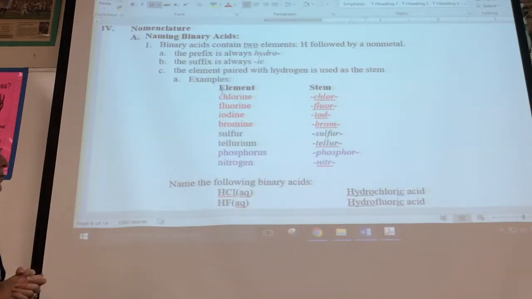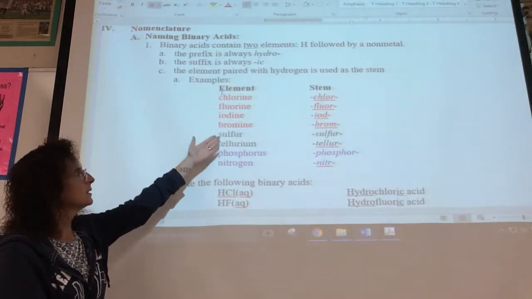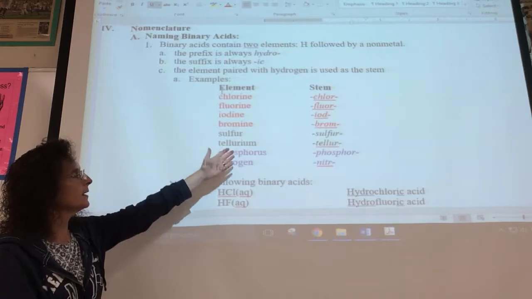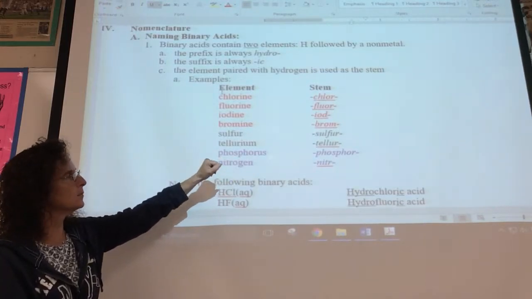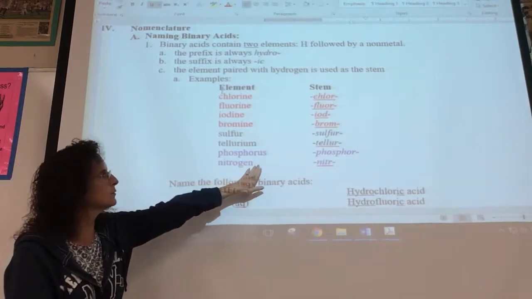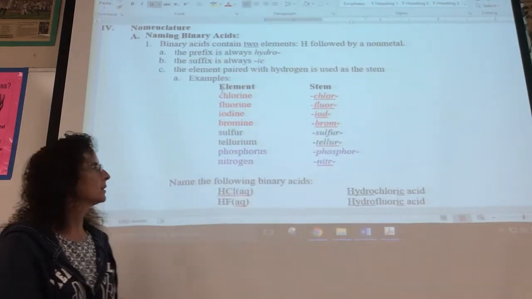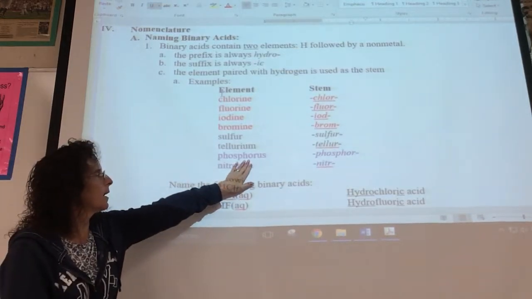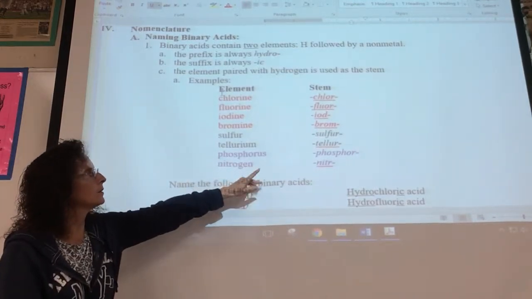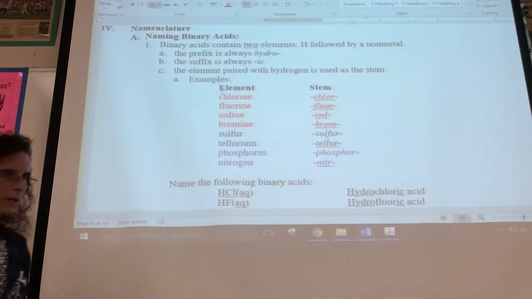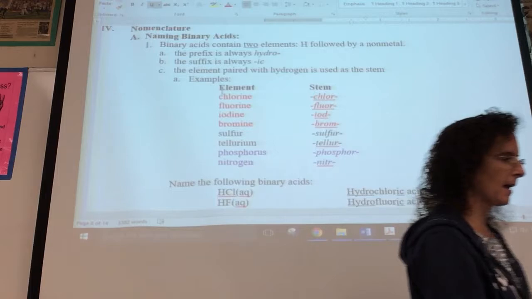Then it gets a little trickier. Sulfur, the stem is the same as the name of the element. Tellurium, the stem is tellur. Phosphorus just becomes phosphor, so you're going to take away the us. And nitrogen, you're going to lop off the OGEN. So those are the stems that we're going to be working with. Those you need to know. You'll have to memorize them.